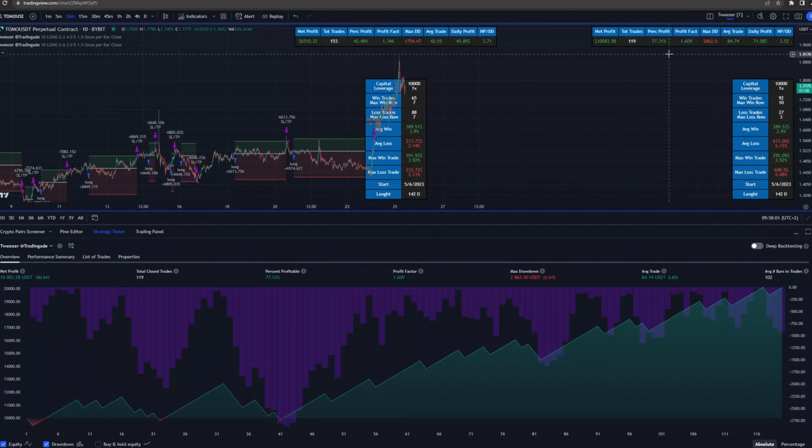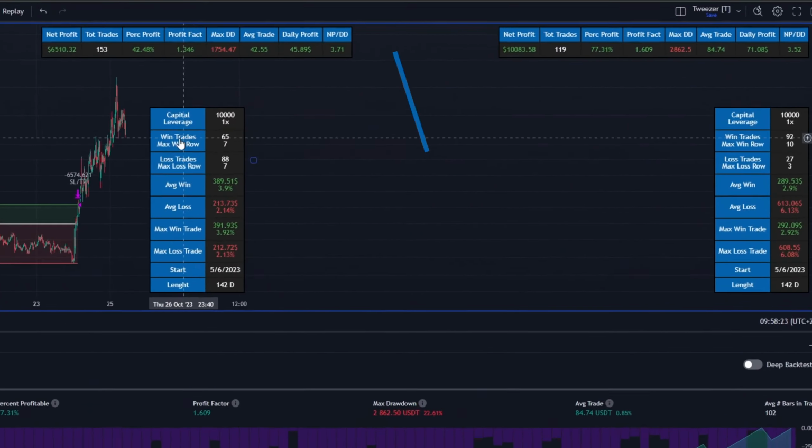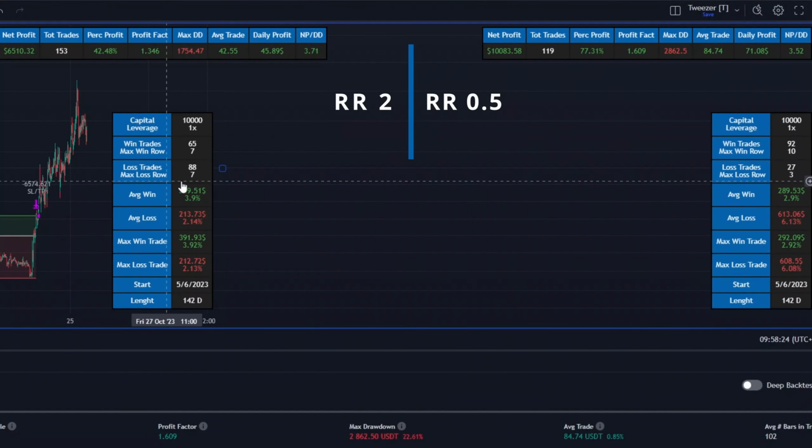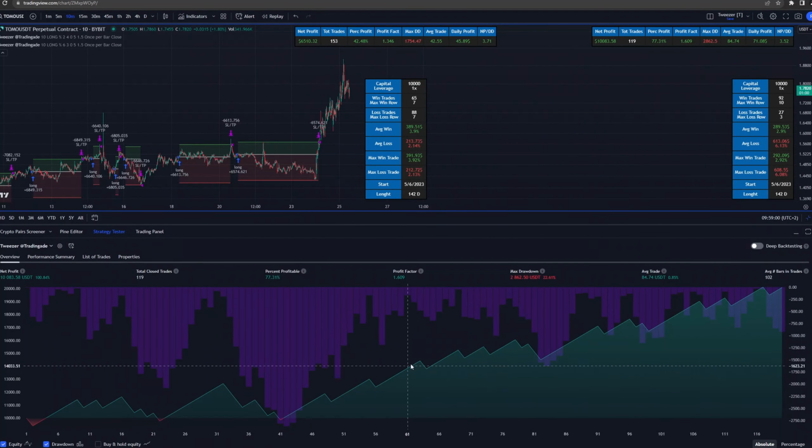Yes, of course, it's a different kind of approach because you can have a higher win rate with a lower risk-reward ratio, or you can have a lower win rate with a higher risk-reward ratio. It depends on your kind of mentality and your approach to the market. As you can see here, we have 7 max win row, 7 max loss row, whereas here we have a max win row of 10 and max loss row of 3. Anyway, it depends on your psychological approach. Other than that, with a 0.5 risk-reward ratio, the equity is really skyrocketing.